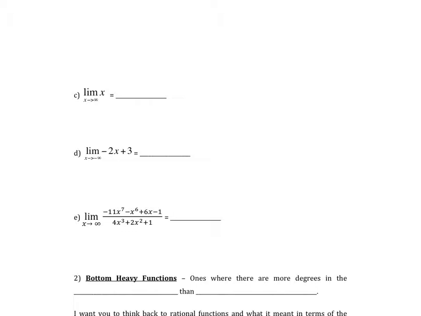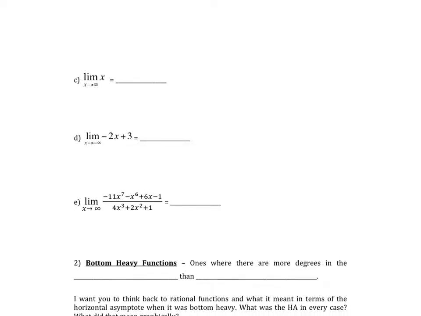All right, so let's take a look at a few more. The limit as x approaches infinity of x. You may say, Mr. Bodner, how do I know if that's top heavy or bottom heavy? x is really just x over 1. That's really a top heavy function. So again, what I would do is evaluate the end behavior of the function x, since there's nothing to simplify.